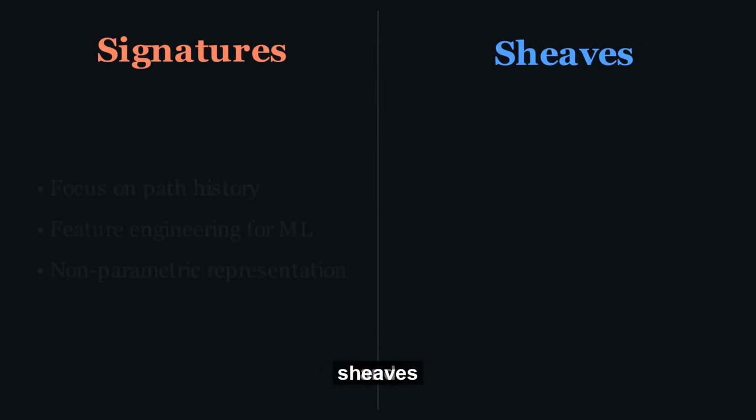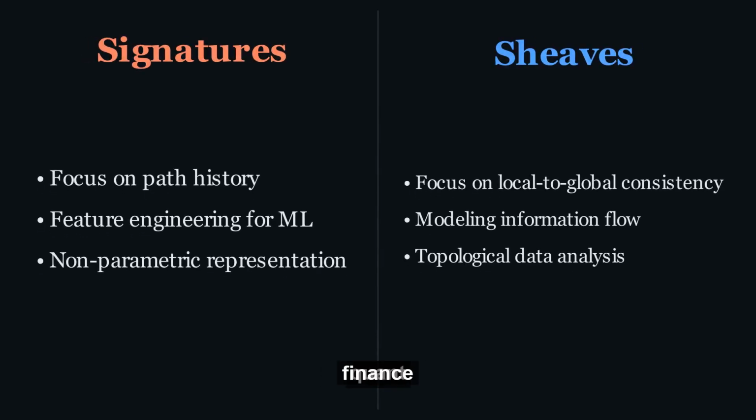While both signatures and sheaves offer powerful tools for modern quant finance, their focus differs. Signatures excel at capturing the essence of individual paths, providing a rich, non-parametric representation for machine learning and path-dependent derivatives. Sheaves, on the other hand, are designed to understand the intricate relationships and consistency of information across different local domains, offering insights into network structures and global market coherence. They are complementary lenses for viewing market complexity.